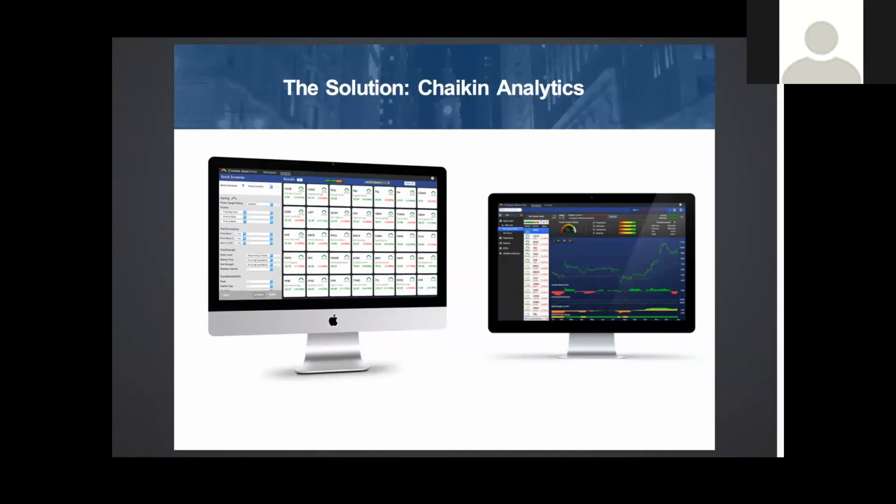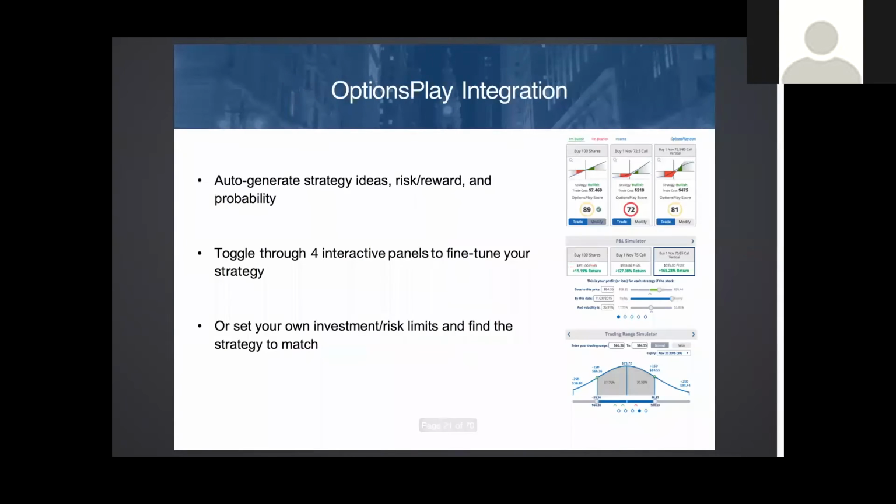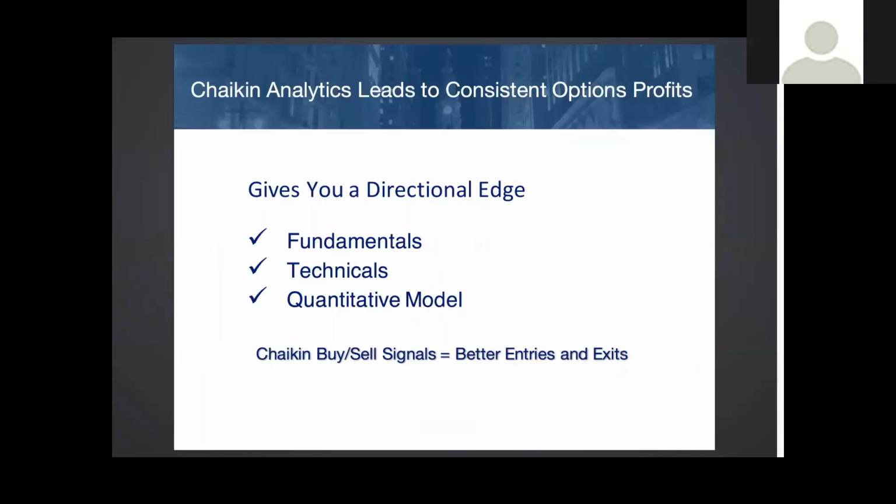Now, our solution to the information overload problem is Chaikin Analytics for iPad and desktop. We're going to show you examples of the Chaikin method and the Chaikin intellectual property as we move through the presentation. As you'll see in just a moment, we've integrated OptionsPlay into Chaikin Analytics. It helps auto-generate strategies and ideas, as you've seen. There are 4 interactive panels, and Tony will give you an example of that in a moment. And it enables you to set your own parameters so that you can find strategies that match your own particular risk tolerance and objectives.